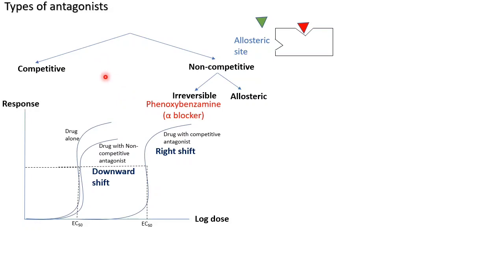That was the first type of antagonist, which we call pharmacological antagonist. So pharmacological antagonist could be classified into competitive and non-competitive antagonists.